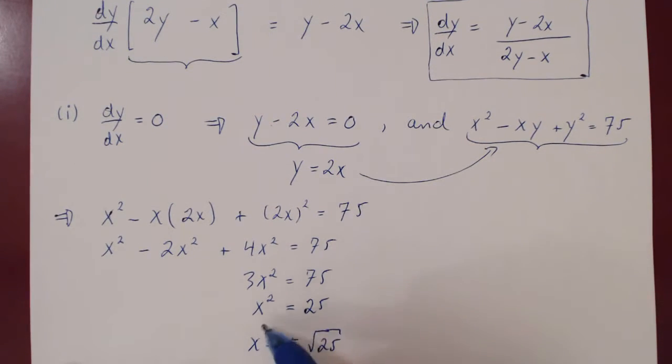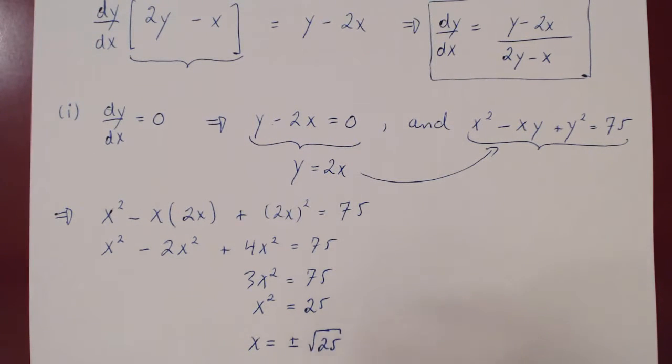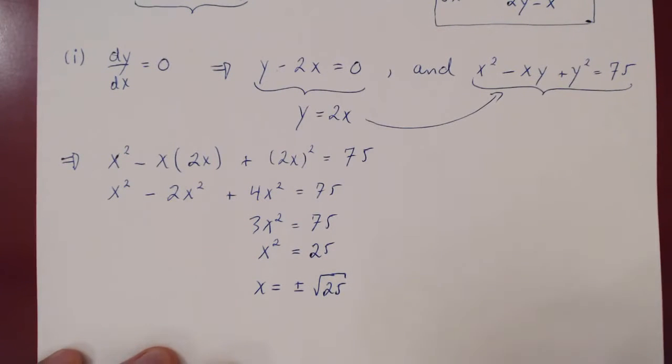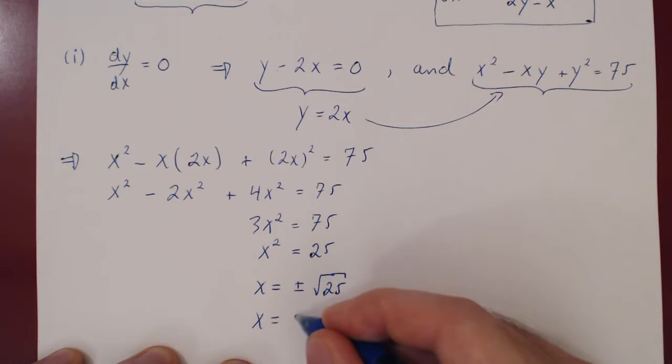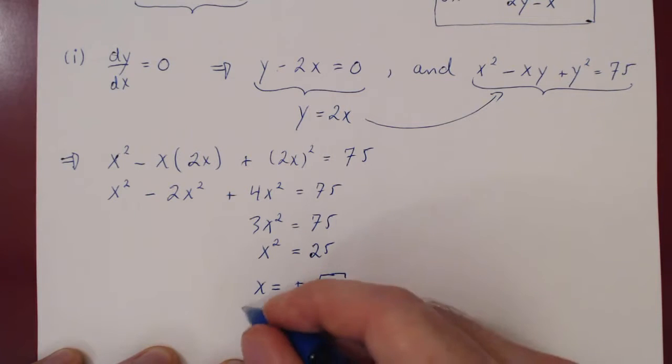Always be careful that when you square something, you lose the negative sign. So you always get two solutions. But root of 25 is simply 5. So x is plus or minus 5.